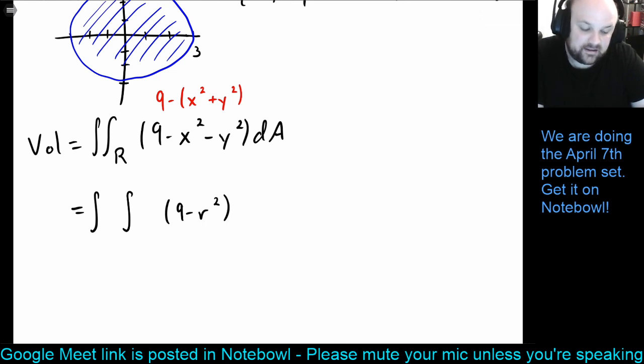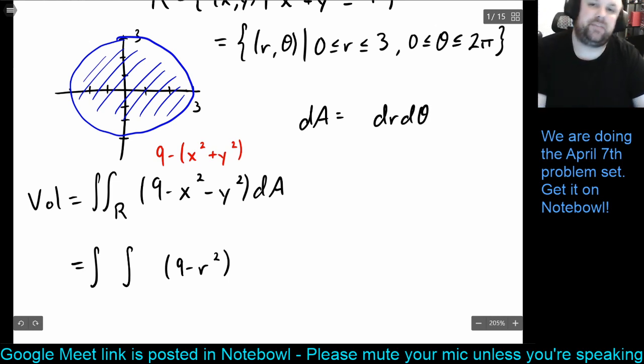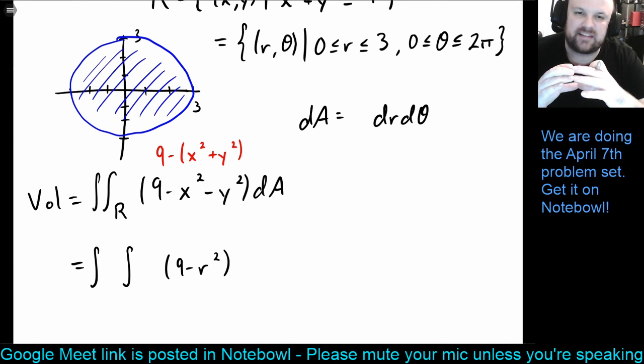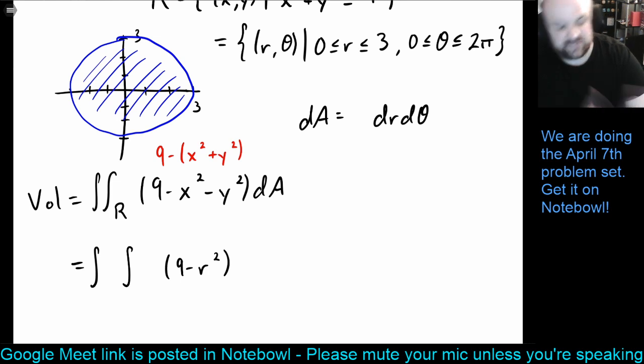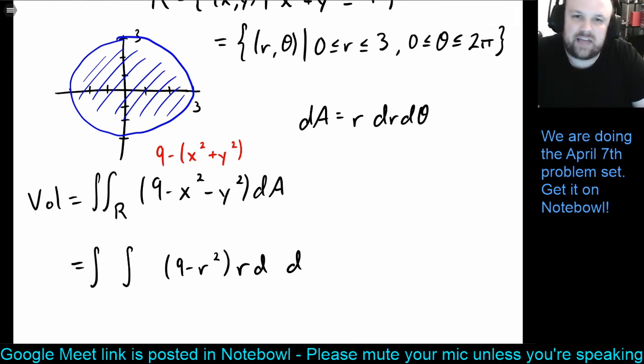Now dA, it's important to remember that when we switch dA to polar coordinates, we don't just get dr d theta. Because of how converting from the area of a rectangle to the area of a polar sector works, I don't know if you remember this from the lecture video, but basically you just get this extra factor of an r in there. So we have to have r and then dr and d theta. The r and theta order, you can have one or the other. It's sort of up to you. Typically you're going to do r first.